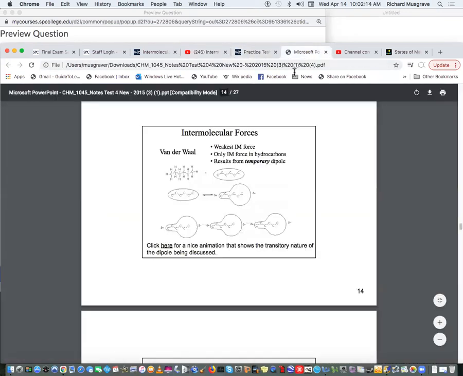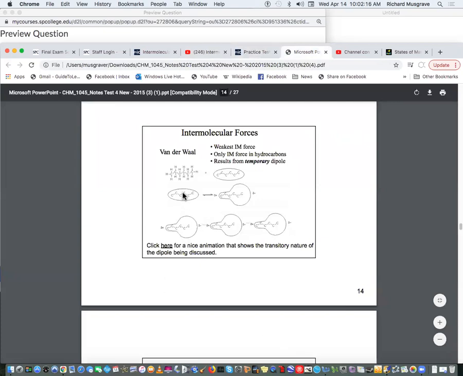I'm showing you this animation here. It's a little bit hard to see, but what we're looking at is electron movement from one side of the molecule to the other, which is causing this nice temporary dipole interpretation of van der Waals forces. The electrons are moving from one side to the other. It's a very temporary situation with the dipole.